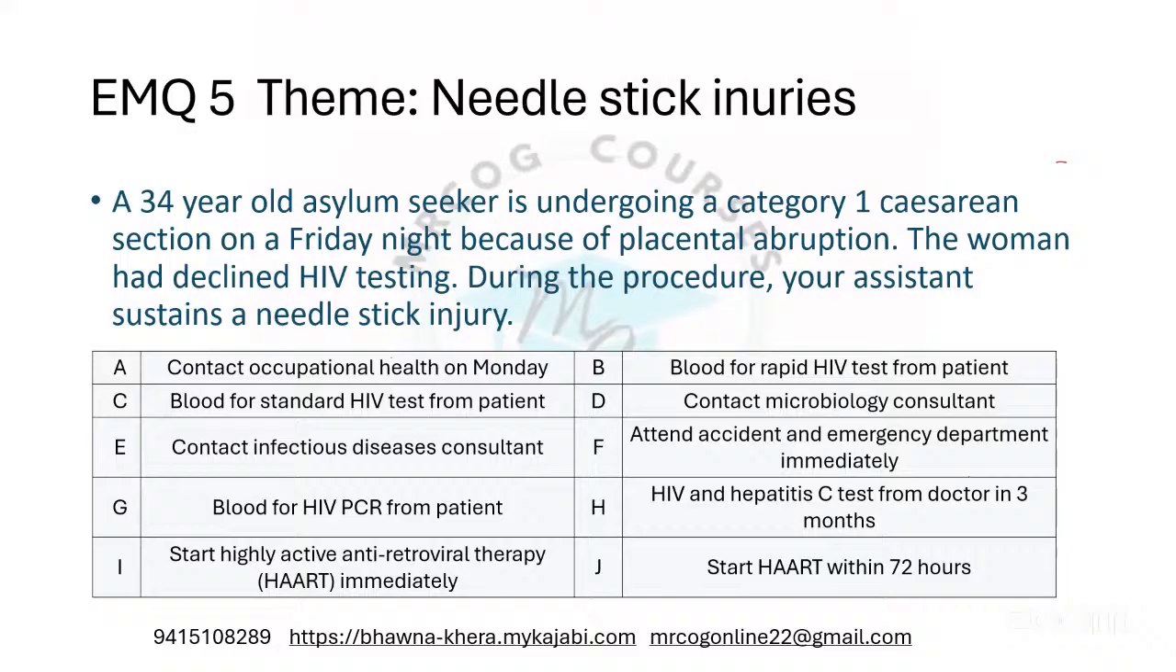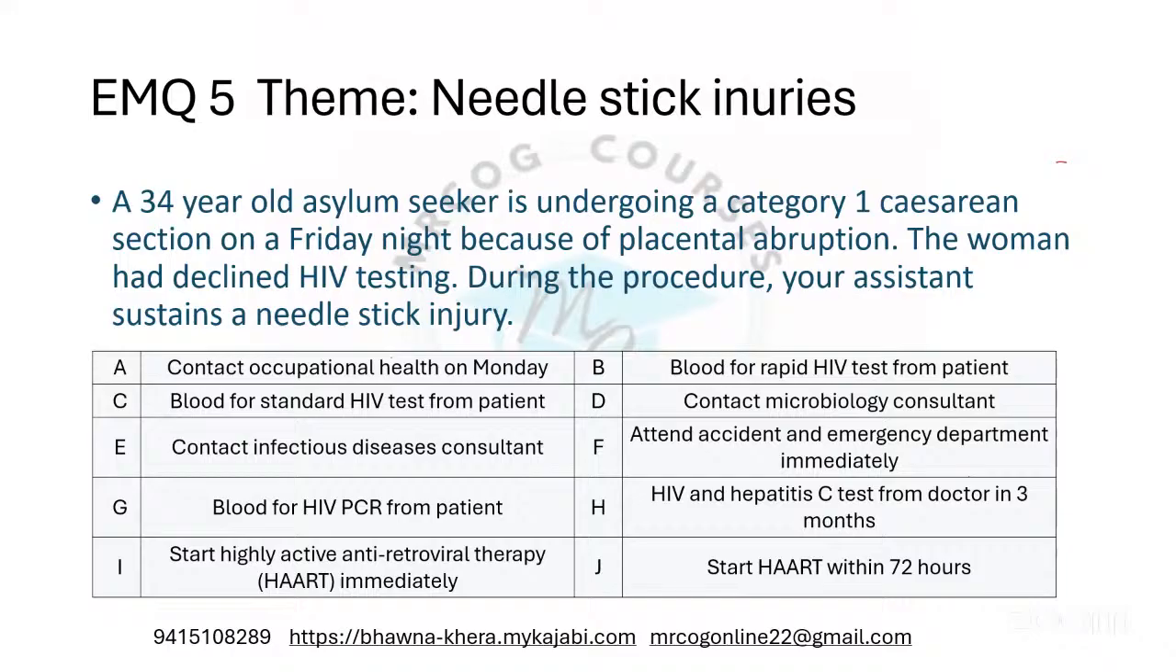Now, the first thing is you have to contact, right? Because if the antiretroviral therapy, that is post-exposure prophylaxis, needs to be given, then it needs to be given as early as possible, within 2 hours. So in this case, who will give the HEART? HEART needs to be started, but who will give it? And the decision of giving the HEART is also to be taken. So that is why he has to go to some place.